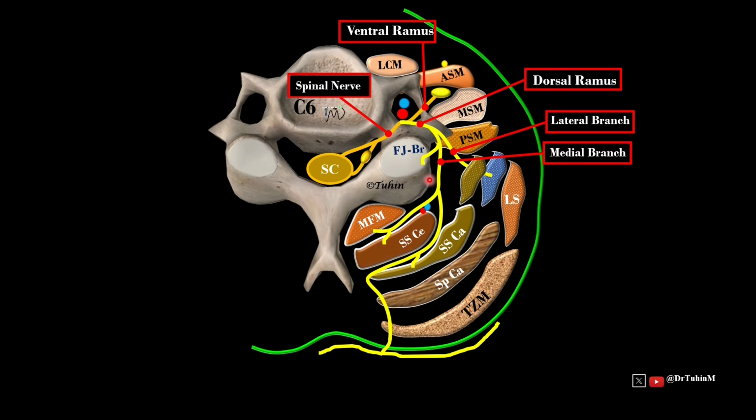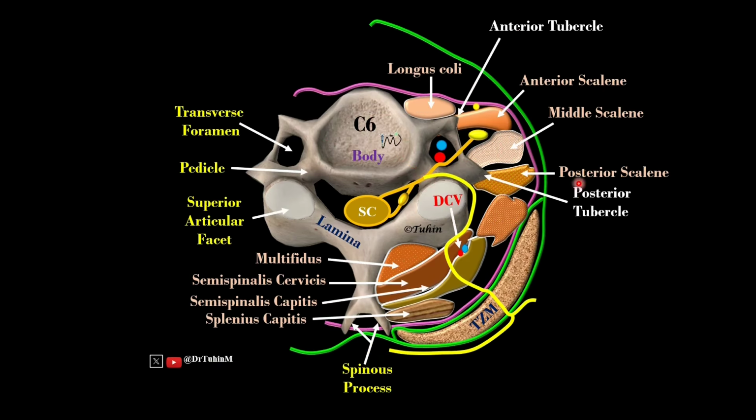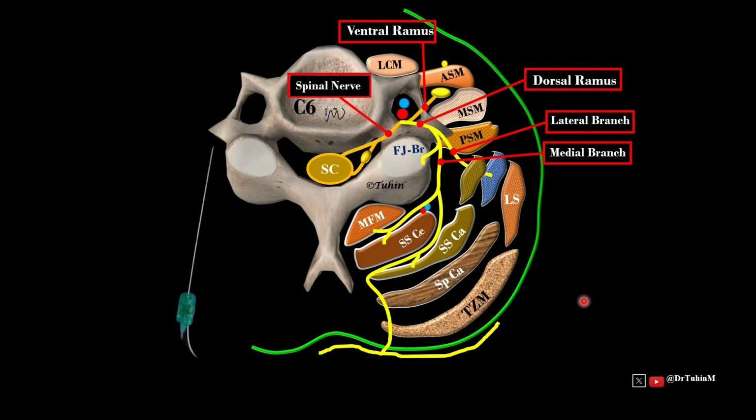This green line you are seeing is the investing layer of the deep cervical fascia, which invests the trapezius, and anteriorly it invests the sternocleidomastoid. And this pink line you are seeing is the prevertebral fascia. So, whatever block we are doing here, we are always piercing the prevertebral layer of the deep cervical fascia. Please remember that.